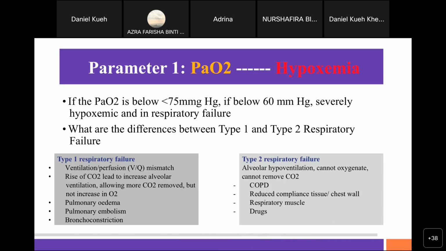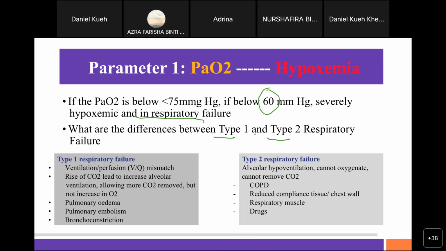So how do you want to decide if this patient is having respiratory failure? If it's below 75 mmHg, you already said that this patient has hypoxemia. But if it's lower than 60, then it is said to be in respiratory failure. So how do you want to differentiate first type and second type respiratory failure?